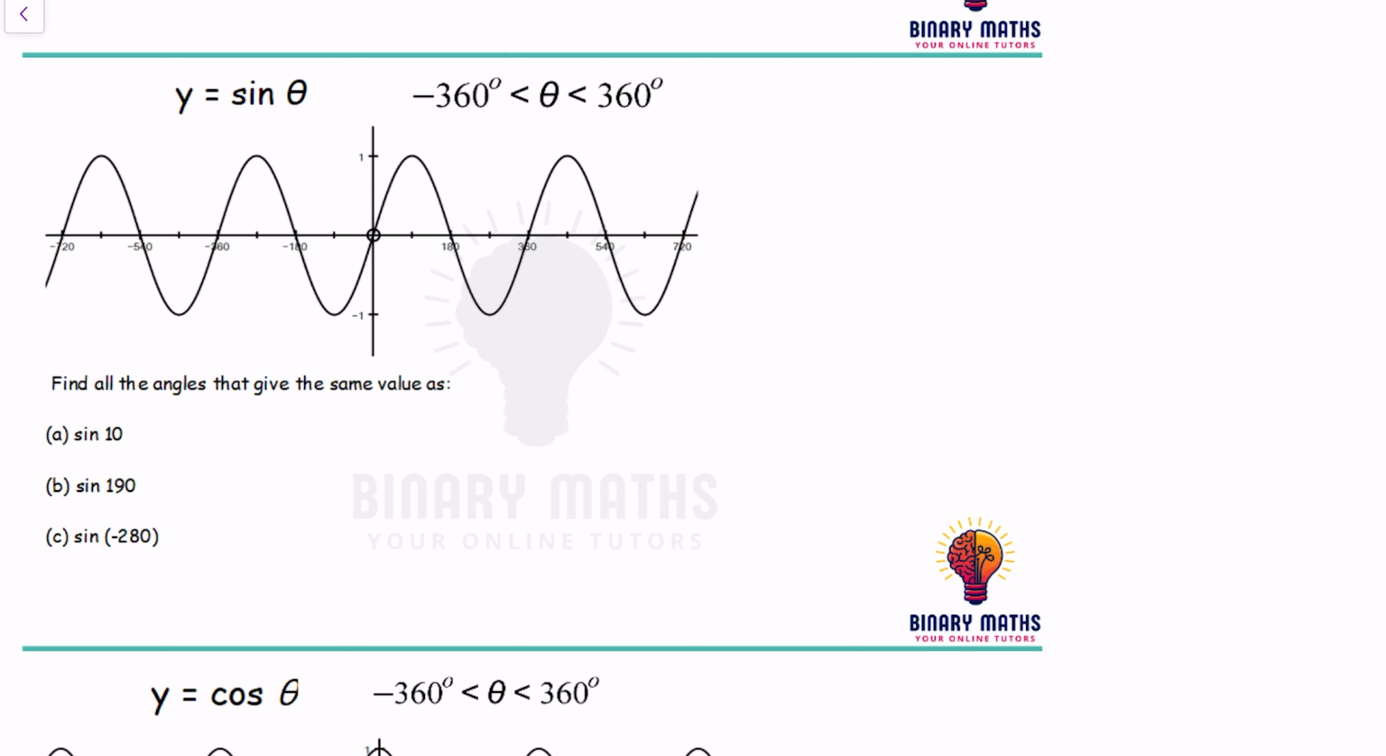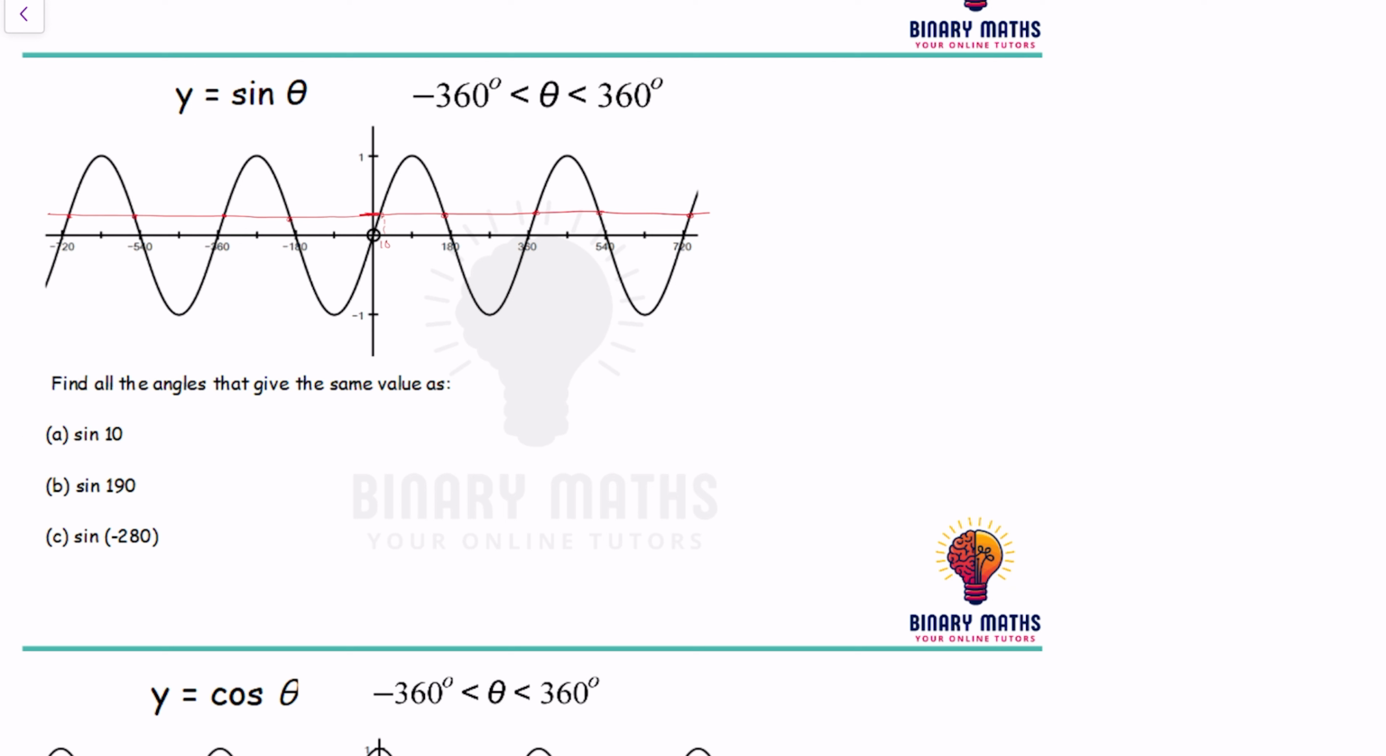So 10 would be somewhere here. If I draw it out roughly, sine 10 is this value here. Now if I draw a line going across like this, all the way, then all these theta values give the same value as sine 10.